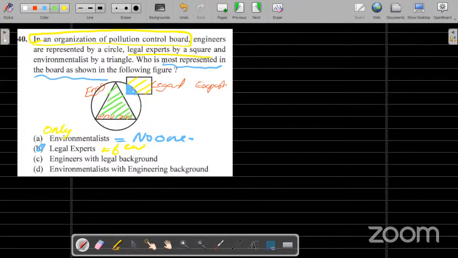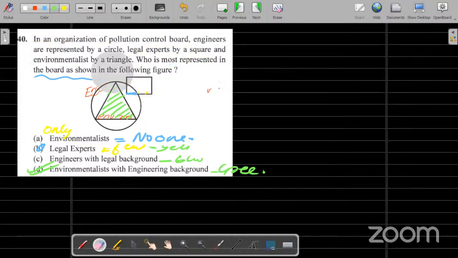This is the area. So among those three, the first one, nobody there. Second one, yellow portion. Third one, blue portion. And fourth one, green portion. Which among the three has maximum representation? Obviously, option D. If you look at the figure, option D has the maximum area. So that is the most represented area in the board. Environmentalist with engineering background. Hope it is clear to you.